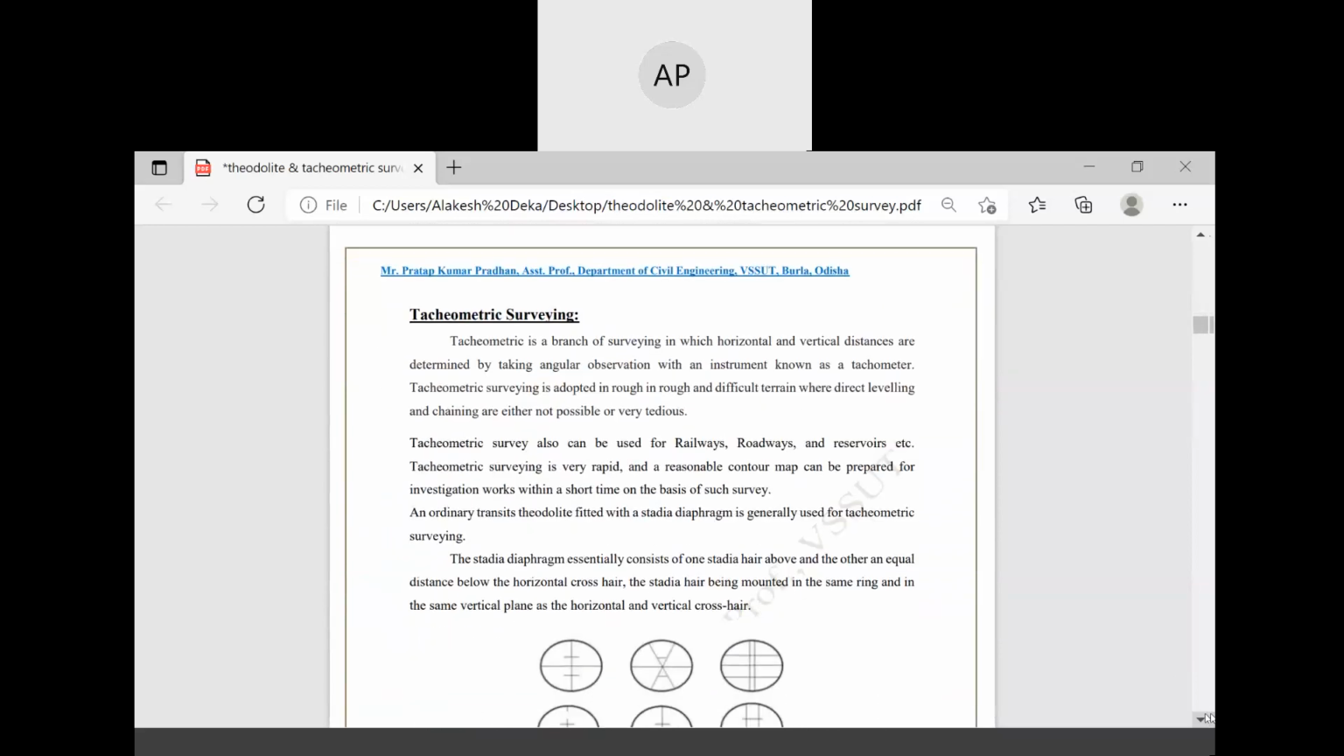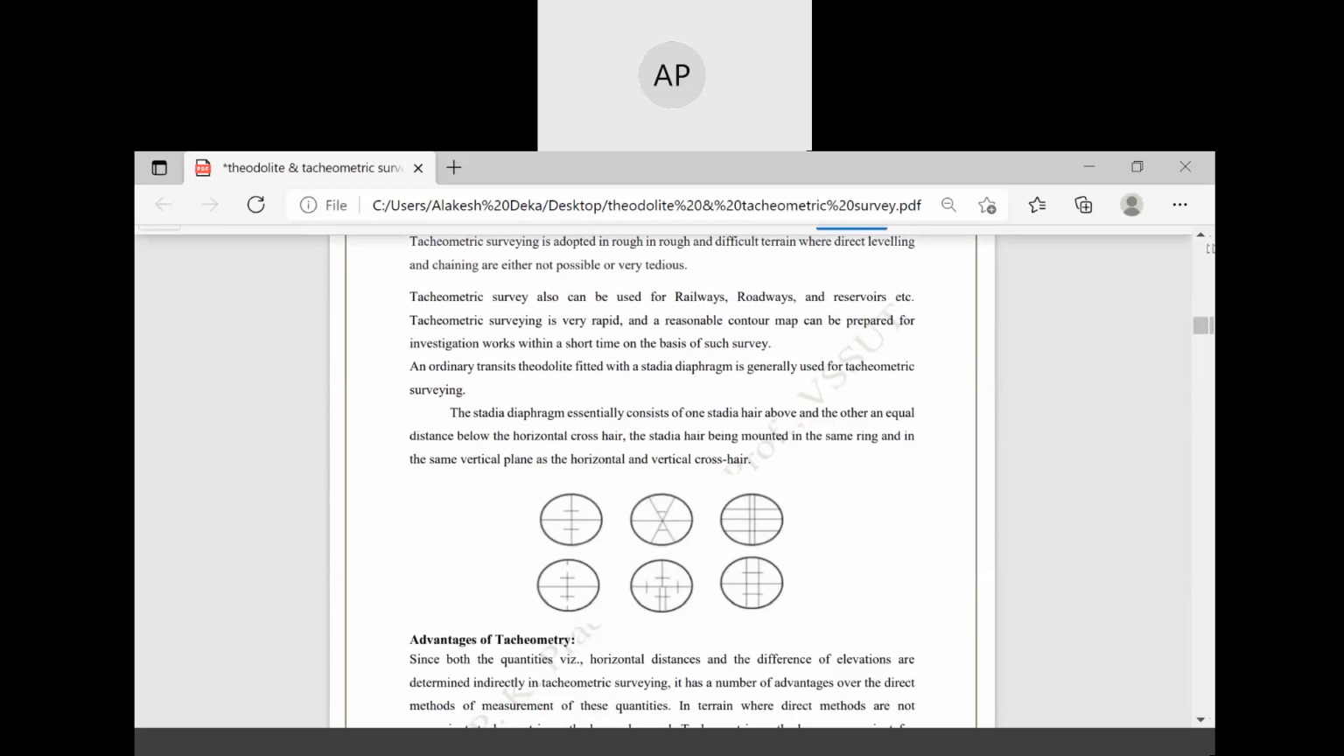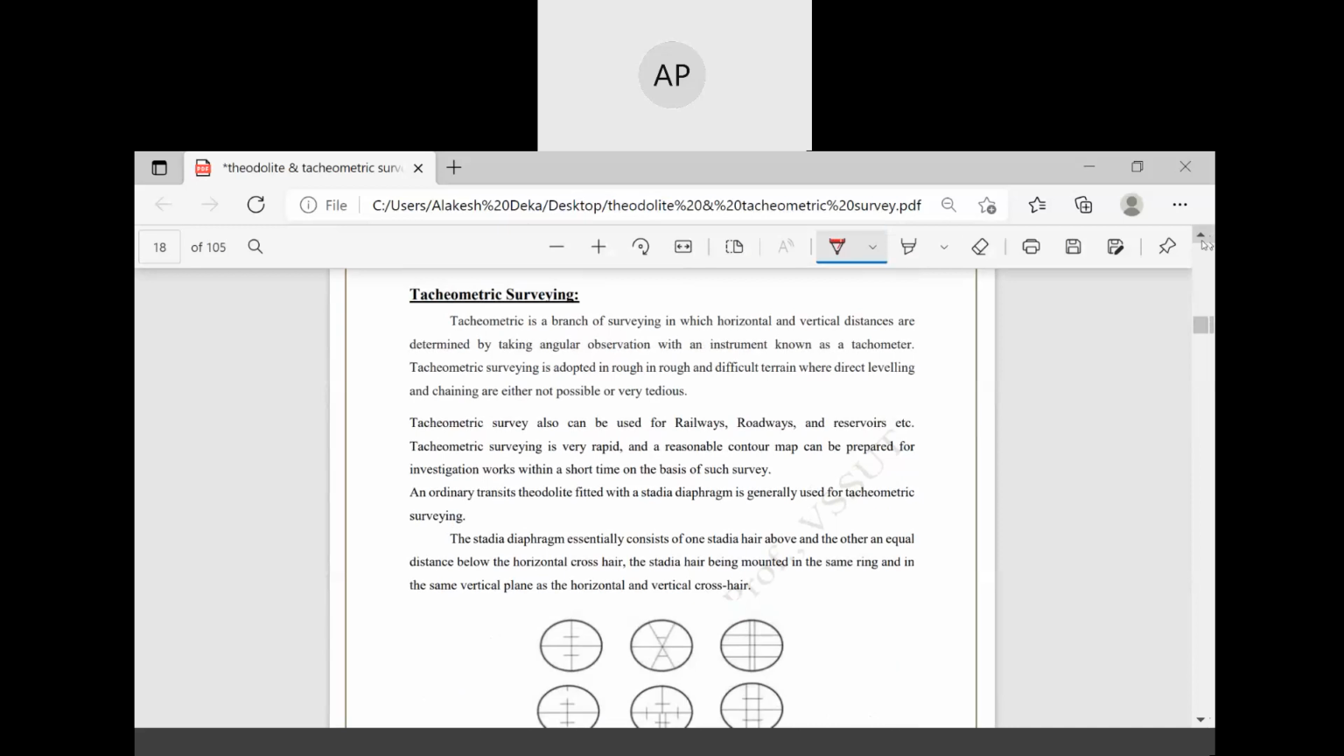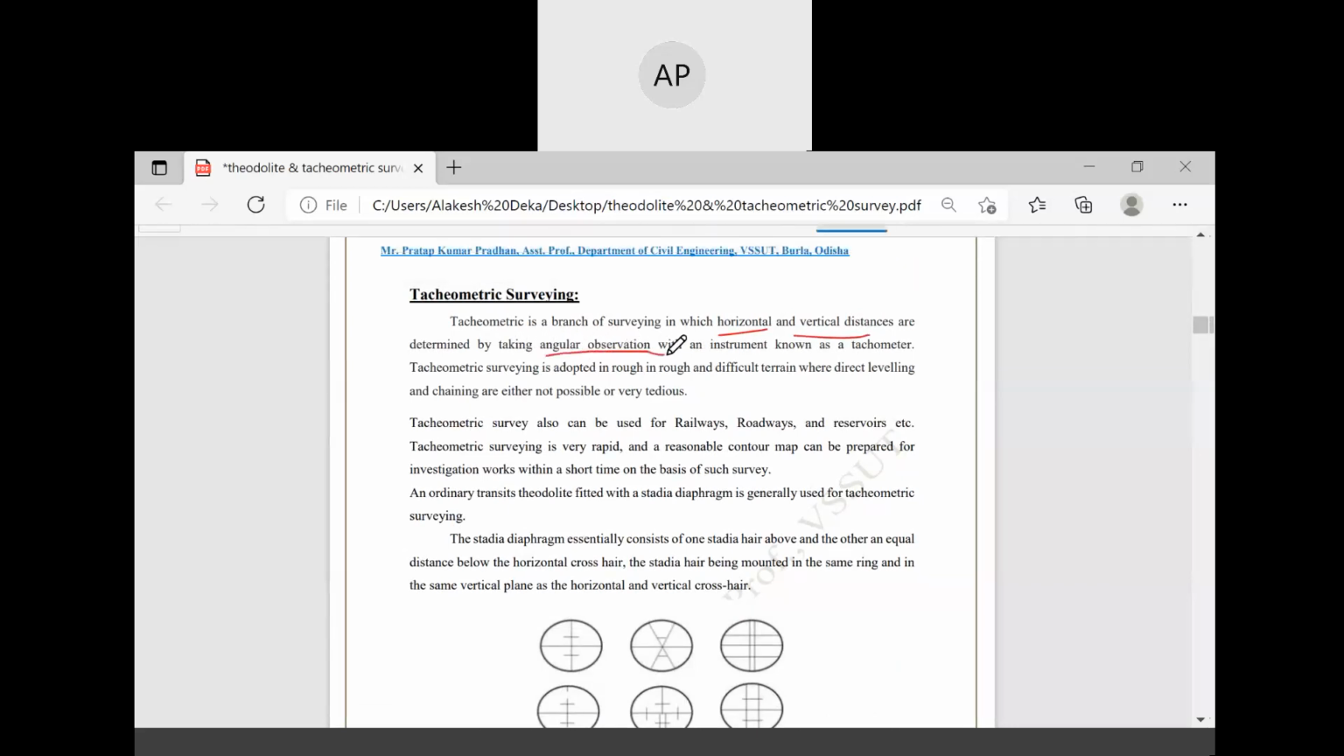Okay, after that we have another important topic, that is tachometric survey. Tachometry is another part of surveying in which horizontal and vertical distances are determined by taking angular observations with an instrument known as a tachometer. Tachometric survey is adopted in rough and difficult terrain where direct leveling and chaining are not possible.